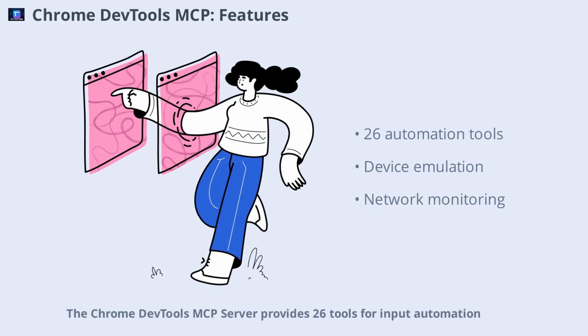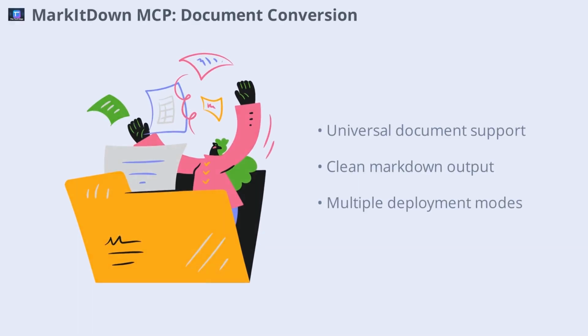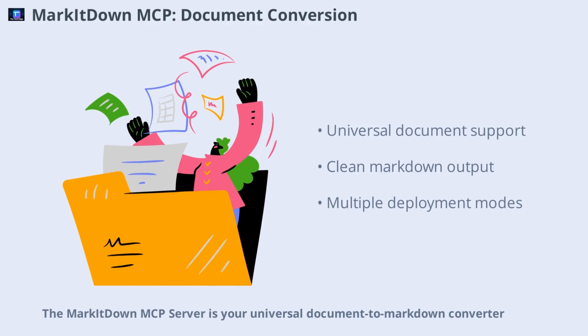The Chrome DevTools MCP server provides 26 tools for input automation, navigation, device emulation, performance tracing, network monitoring, and debugging. It uses Puppeteer for reliable automation, handling waits and interactions seamlessly. With this server, your AI can fill forms, click buttons, navigate pages, and even emulate different devices. Advanced features include performance trace recording, network request analysis, and live DOM and CSS inspection. Whether you're fixing layout issues or optimizing load times, this server brings powerful browser automation and debugging right into your AI's workflow. The MarkItDown MCP server is your universal document to Markdown converter.